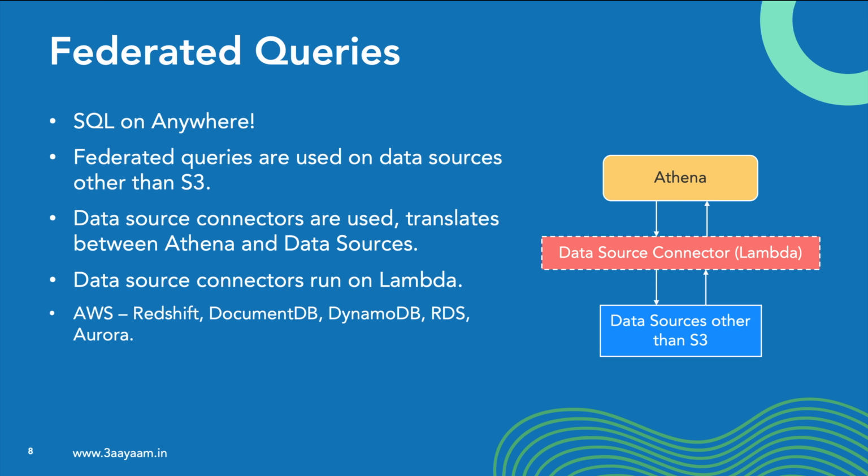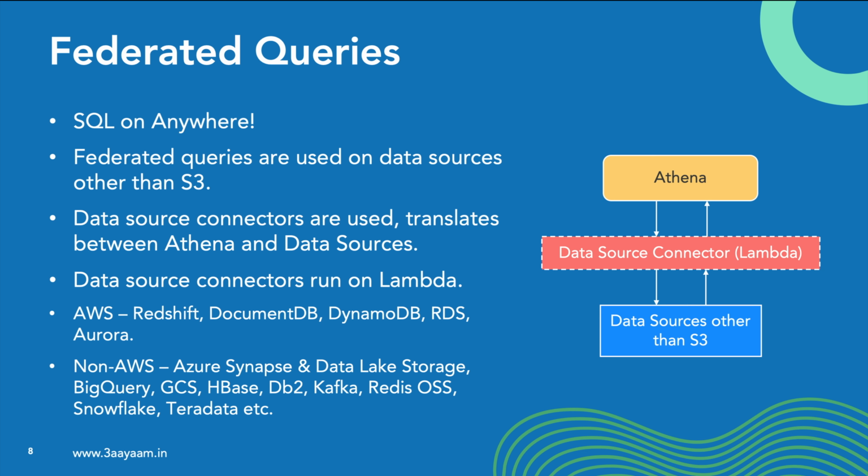There are a lot of other data sources that can be used. On AWS, we have Redshift, DocumentDB, DynamoDB, RDS, Aurora. Redshift we have already talked about. DocumentDB is a MongoDB compatible managed database service, and DynamoDB is a key value store. RDS and Aurora are relational databases. On non-AWS, these are the major data sources. Of course, there are a lot of other data sources also. This is not an exhaustive list.